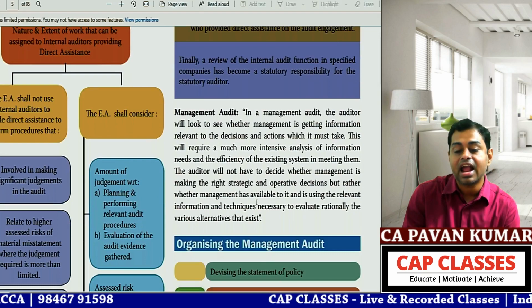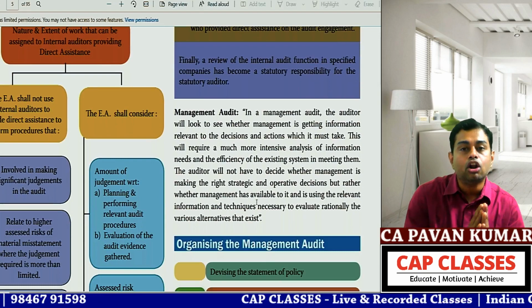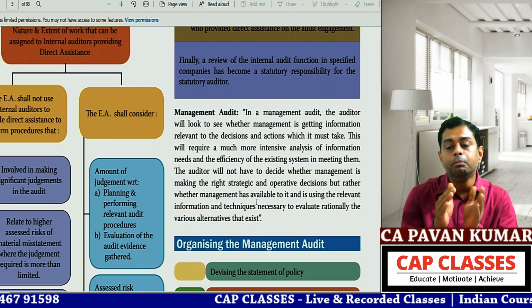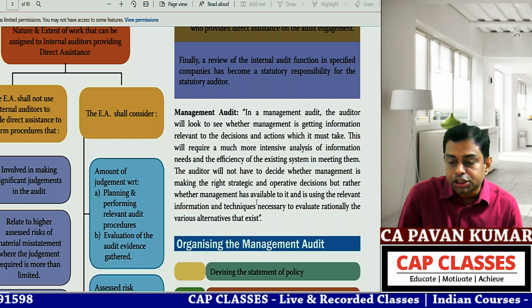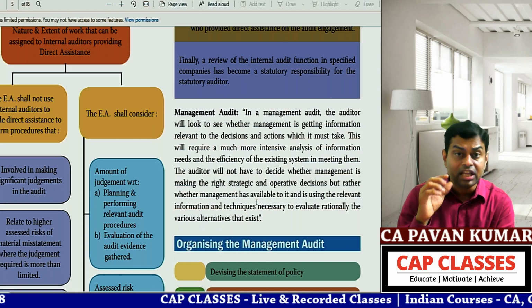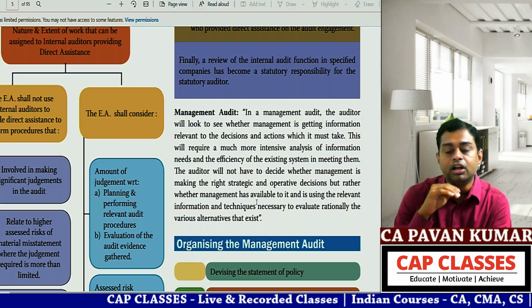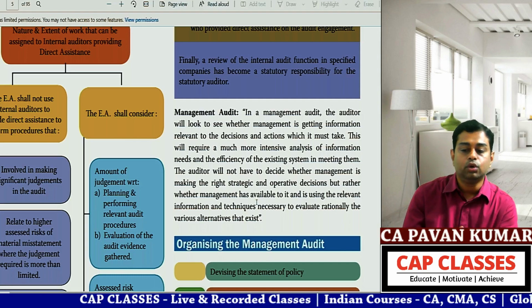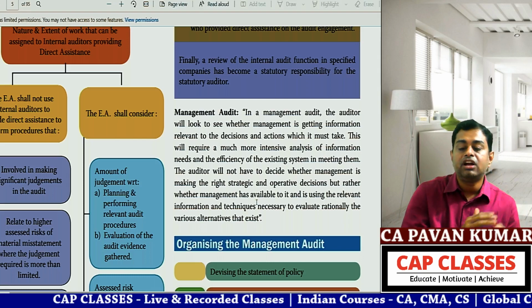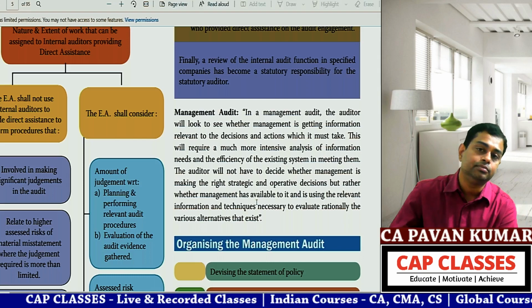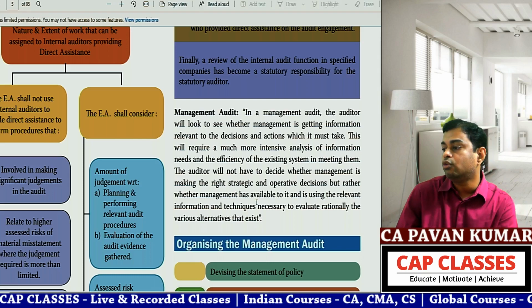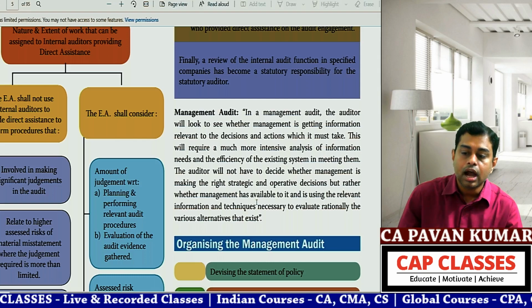Management audit. So we completed the internal audit part, and the second part is management audit and operational audit, which is a small thing but important from the exam point of view. Management audit and operational audit. So in this chapter, one half is covered, another half is pending. So any doubts about whatever we have discussed up to this point?